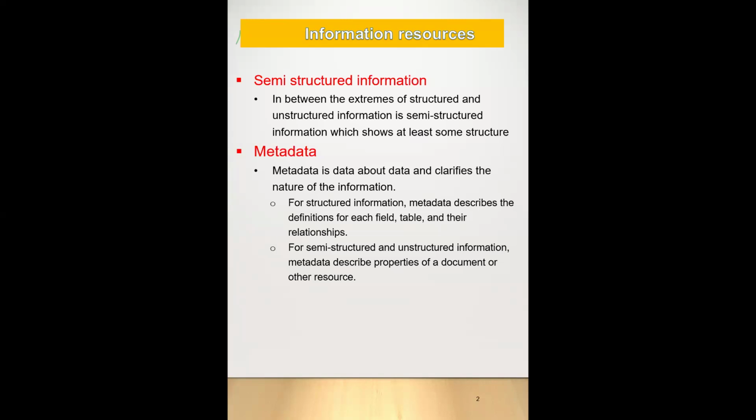All right. So for structured data or information, metadata basically describes the definition of each field, as I was just explaining, or the table and then the relationships. So we'll be talking about fields, tables, and then the relationships. Then for the semi-structured and unstructured data or information, metadata basically describes the properties of a document or other resources or the file.